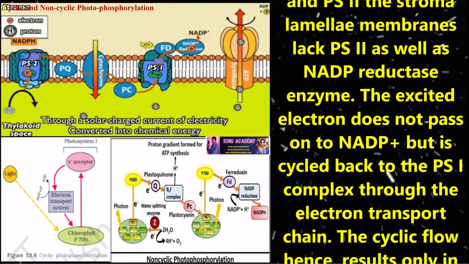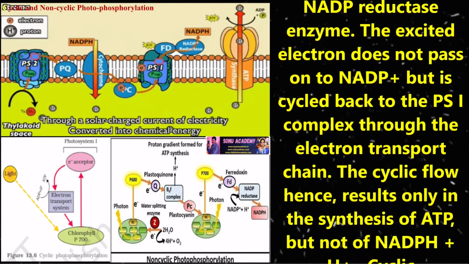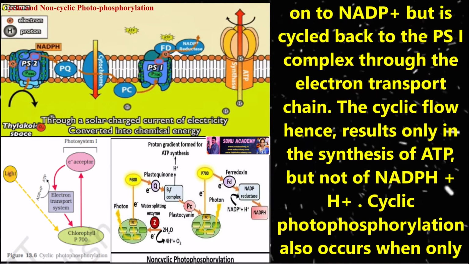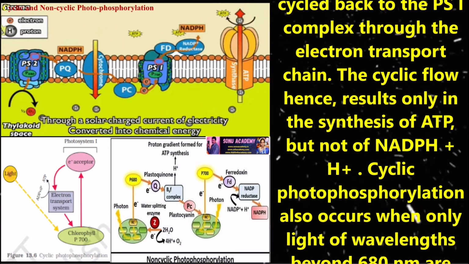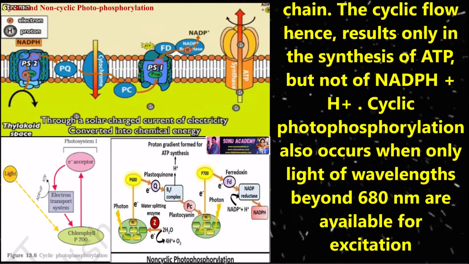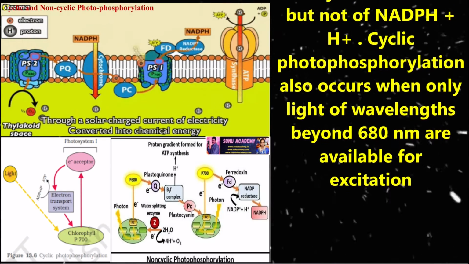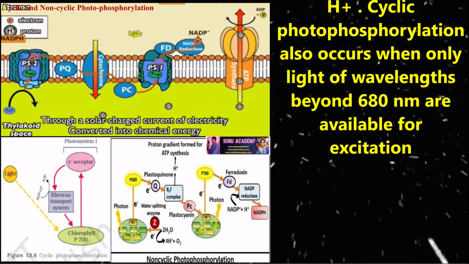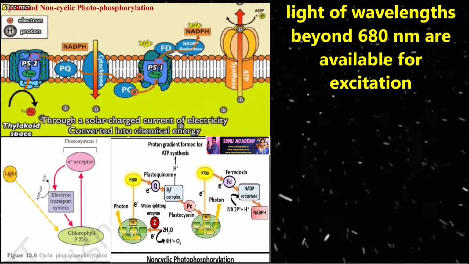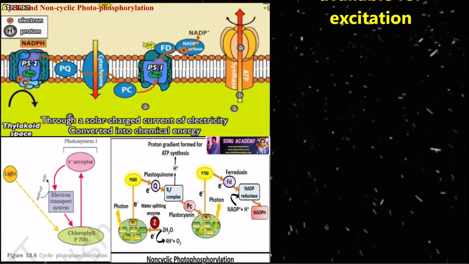The excited electron does not pass on to NADP but is cycled back to the PS1 complex through the electron transport chain. The cyclic flow hence results only in the synthesis of ATP but not of NADPH+H+. Cyclic phosphorylation also occurs when only light of wavelengths beyond 680 nm is available for excitation.